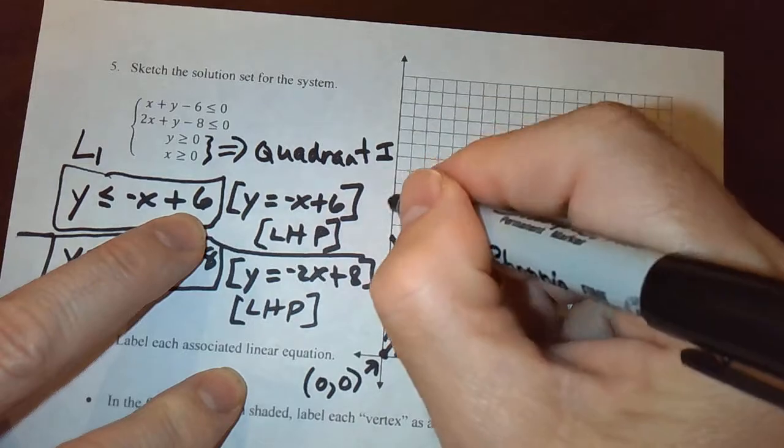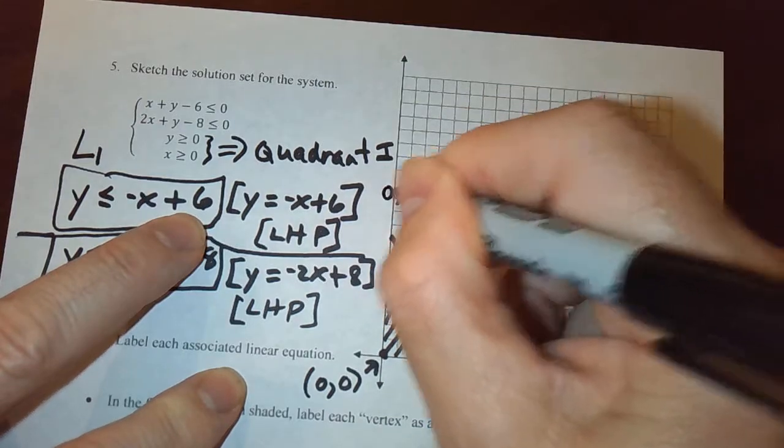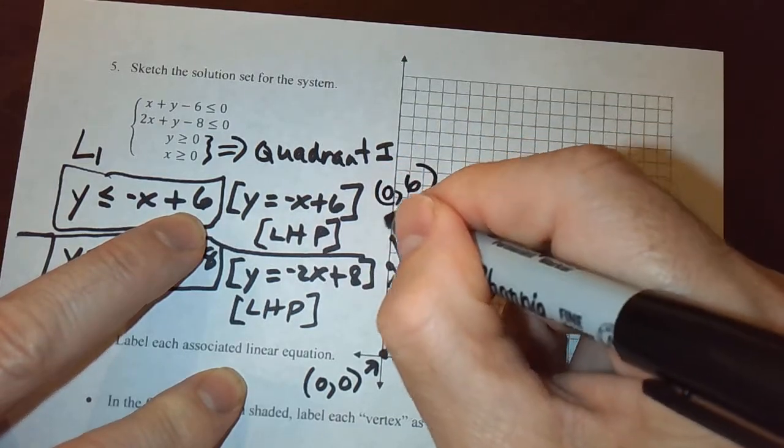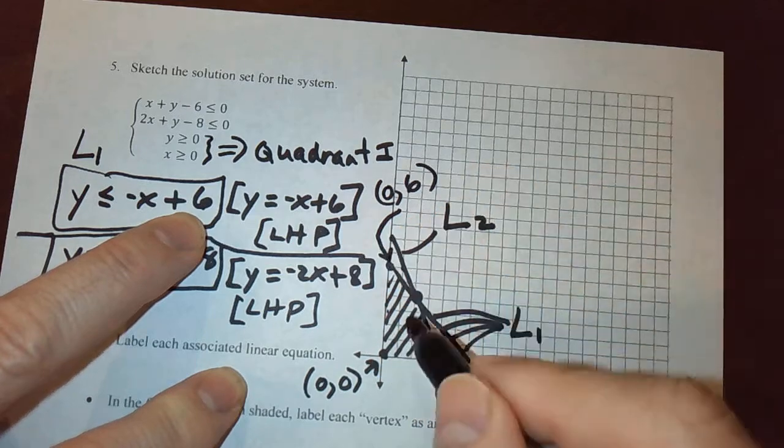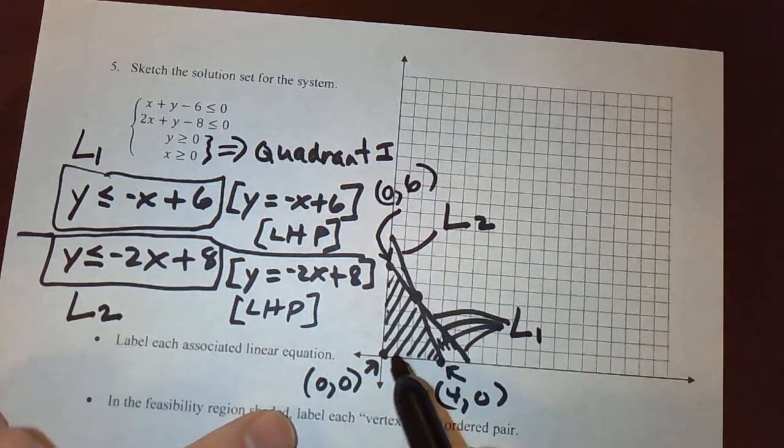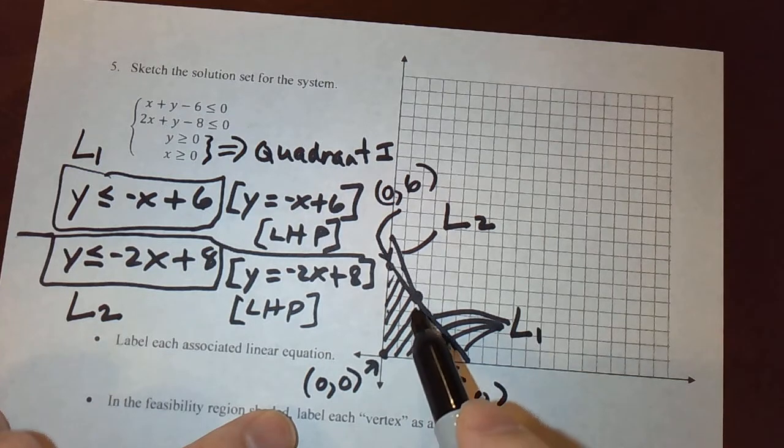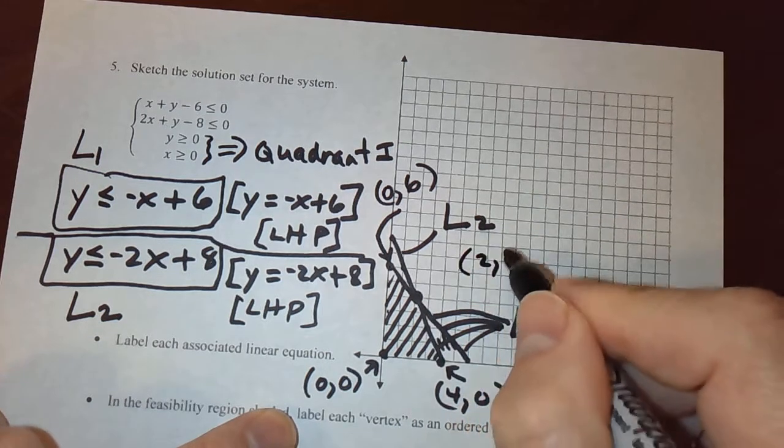So 0, 6 is that vertex. And finally, this one we can see is 1, 2. The x is 2, and then up 1, 2, 3, 4. 2, 4.